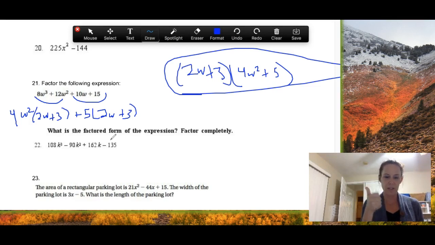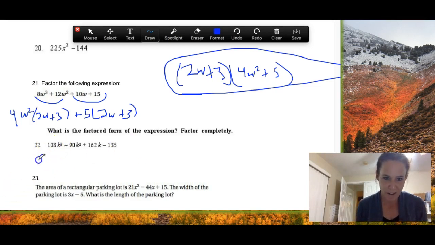Well, 36, 54, and 45 are all divisible by 3 again. So scratch that. Let's try 9. Does 108 divide by 9? 12. 90 divided by 9 gives me 10. Does 162 divide by 9? Yes, 18. Does 135 divide by 9? Yes, 15. Let's try that and see if there's anything left over I can still pull out.